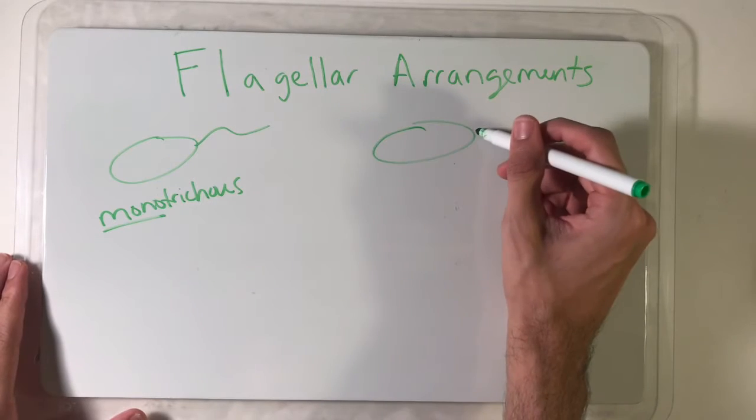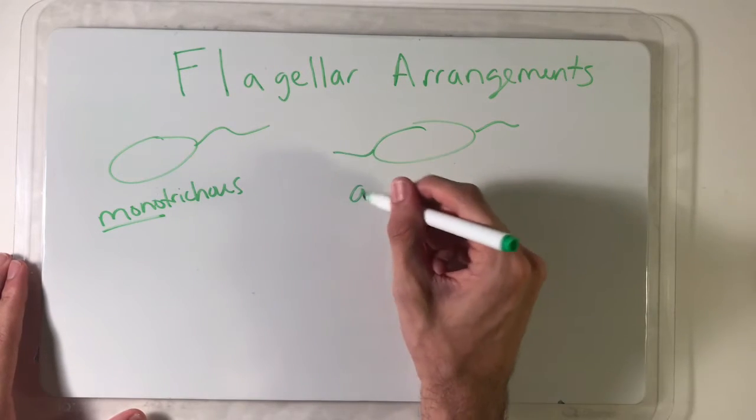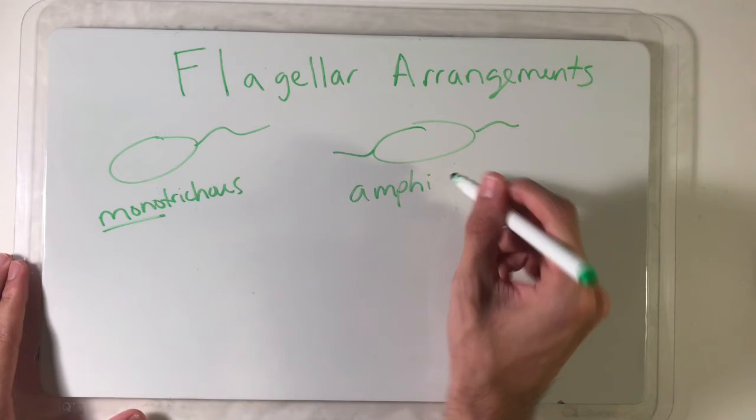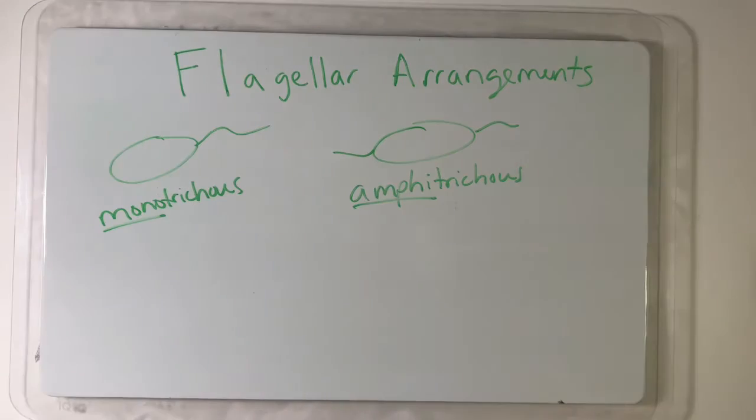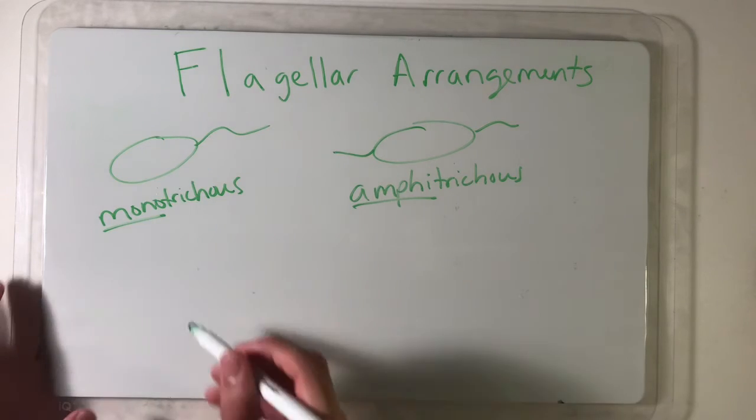The second one I like to teach is Amphitrichous. And the prefix amphi you can relate to ambidextrous, and that means both sides, so it has one flagella on each side.